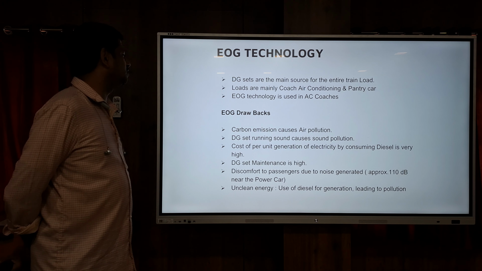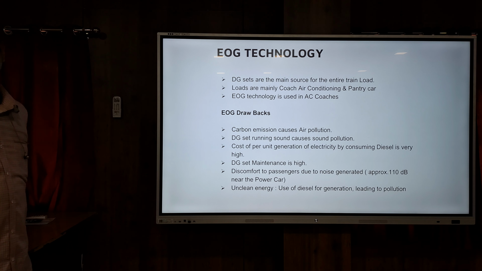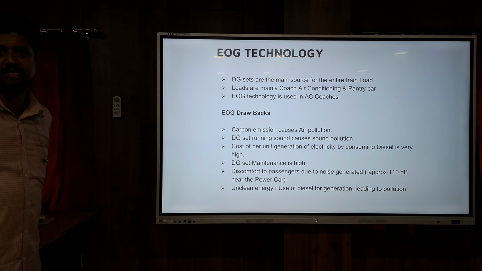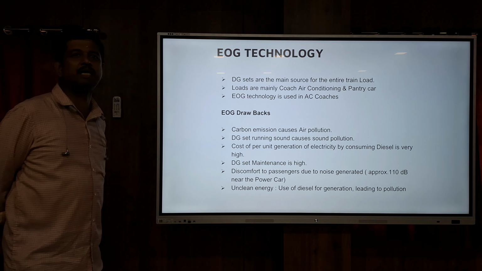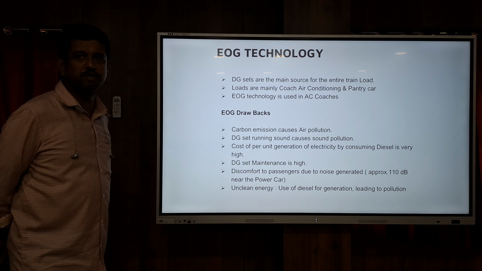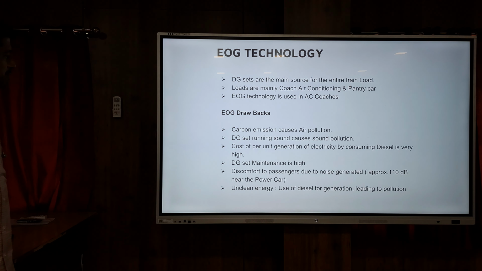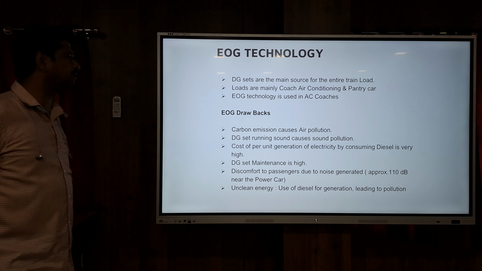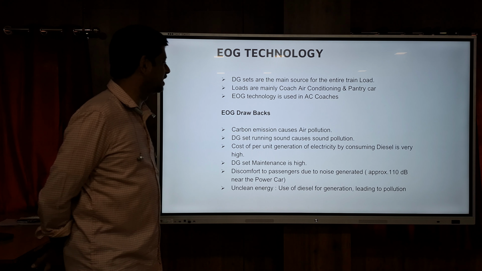Cost per unit generation of electricity by consuming diesel is very high, because diesel itself costs very high, and there is maintenance because there is continuous rotating equipment. Maintenance is also required: lube oil, filter and everything, and the maintenance staff also has continuous work for monitoring. DG set maintenance cost is high. Discomfort to passengers due to the noise generated. The sound itself is 110 dB continuously. Unclean energy, use of diesel for generation leading to pollution.